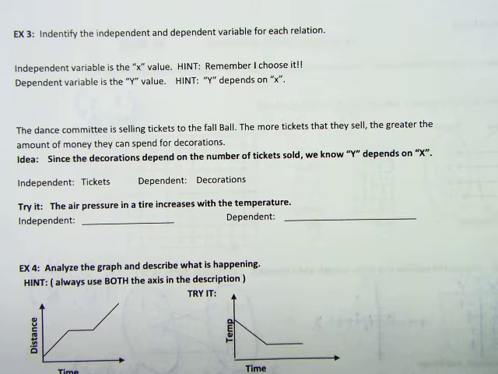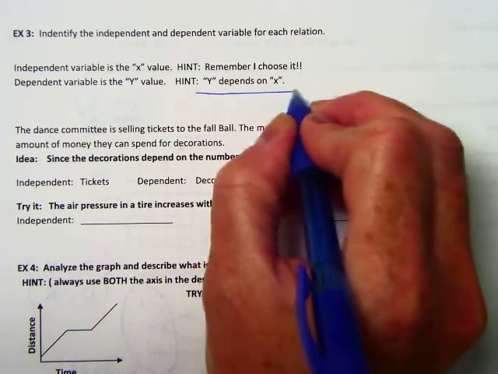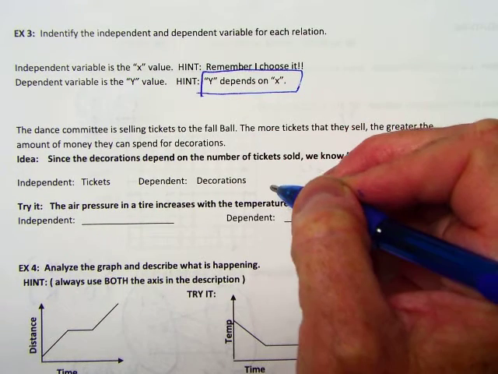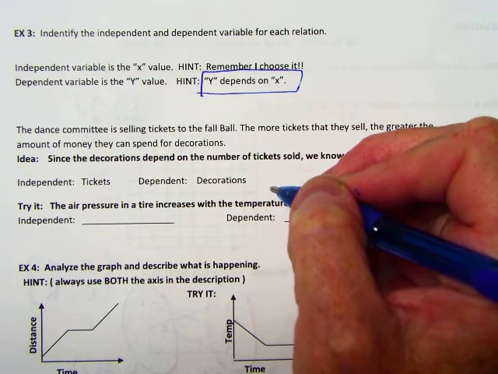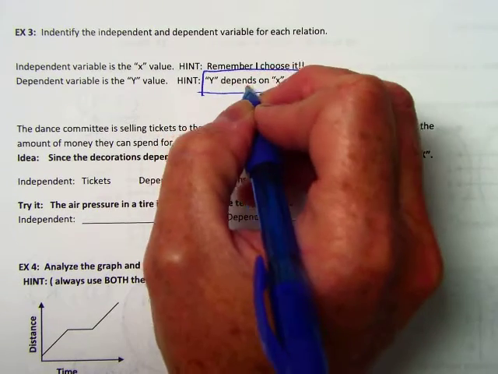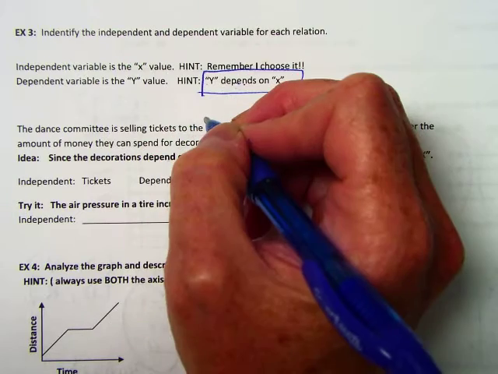Here's a sentence that has helped me greatly with understanding these. Some people are amazingly good at this right off the bat. I am not one of those people. This sentence right here, y depends on x, is incredibly helpful. Because whenever you get started, the y is going to depend. So y will be your dependent variable.